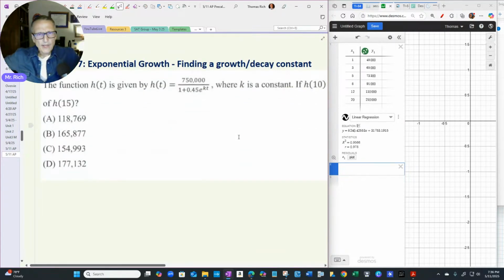Problem 7. I predict you're going to be doing an exponential growth where you have to find a growth and decay constant. This also would be an exponential, a calculator active problem. So what they do is they give you a function h of t, and they are asking us to find, well, no, they're not asking us to find k. They just say k is a constant.